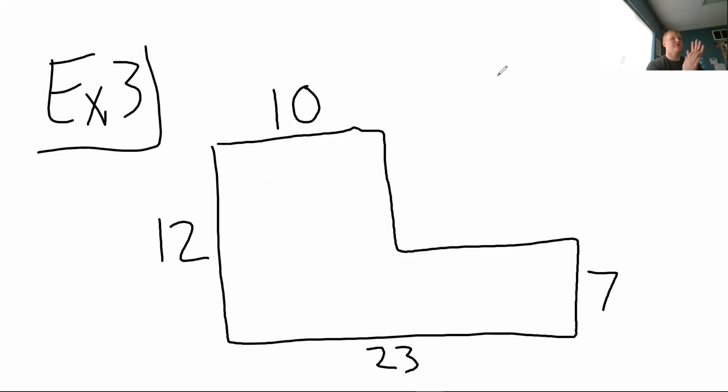How would I figure this out, Caleb? How would I figure this out? We're finding the area of this.